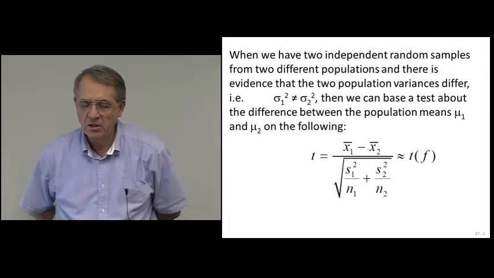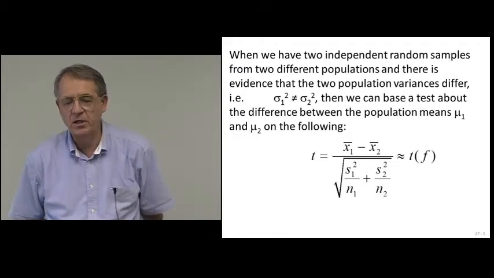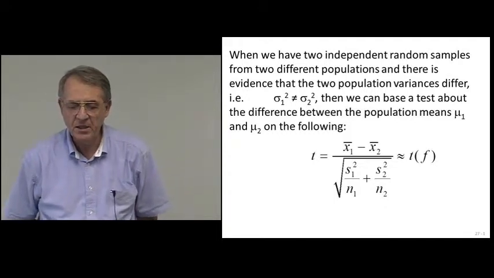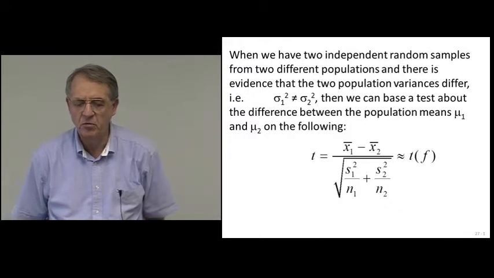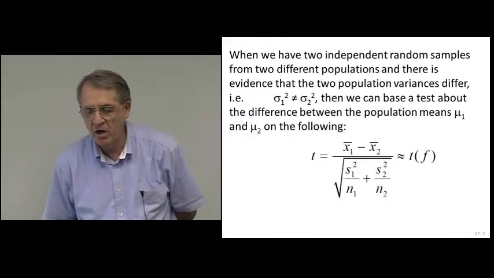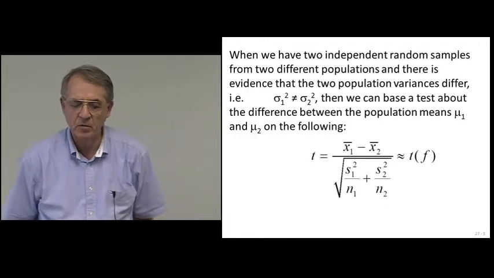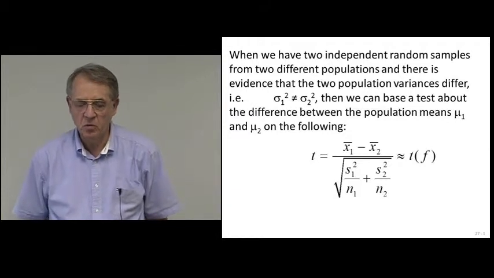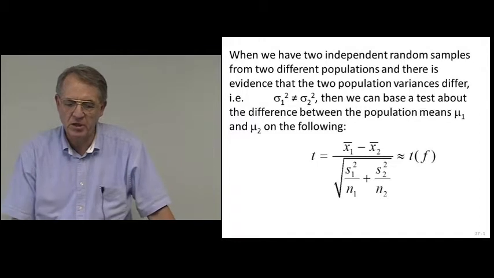It's not surprising that we would want to test the null hypothesis that the two population means mu1 and mu2 are equal with a test statistic that looks like the one shown here, that is x1 bar minus x2 bar divided by the standard error of that difference, or basically the square root of s1 squared over n1 plus s2 squared over n2. The question is, where do we look up the number in a table for this situation?